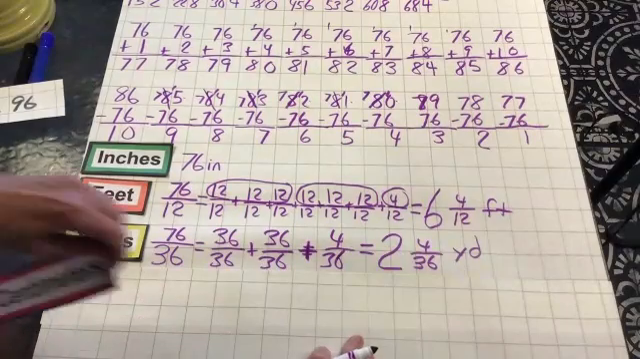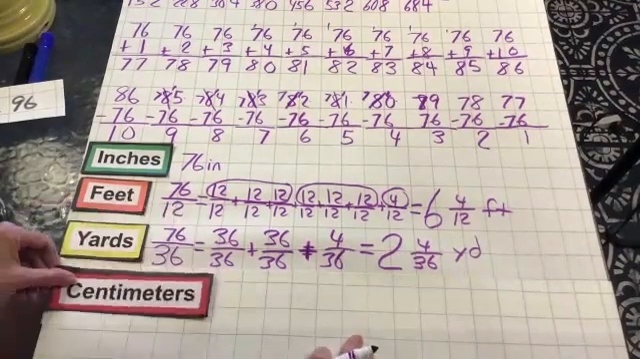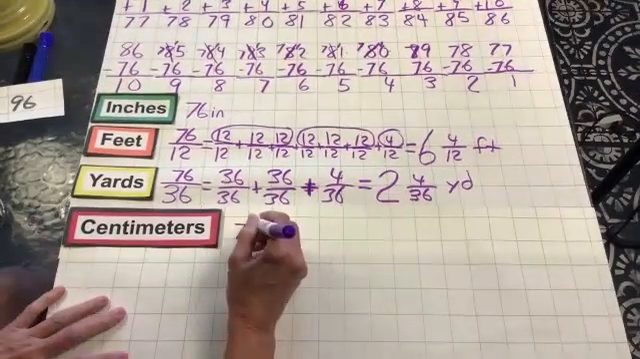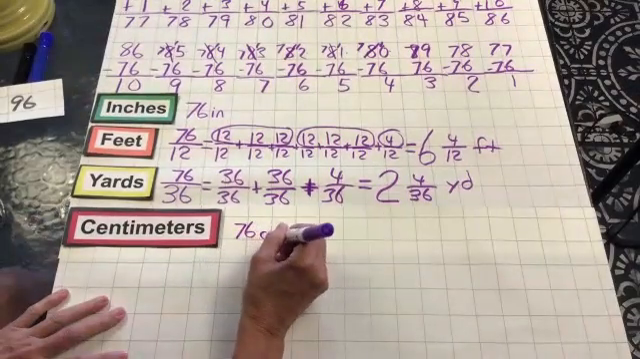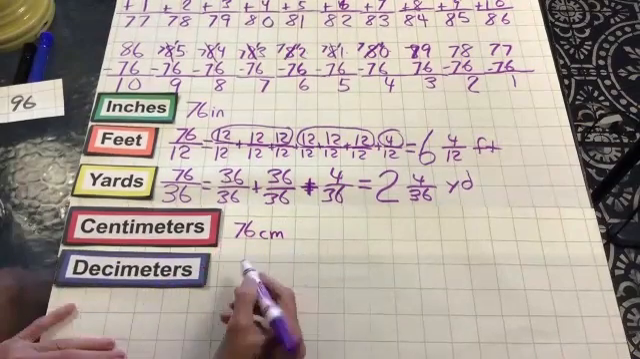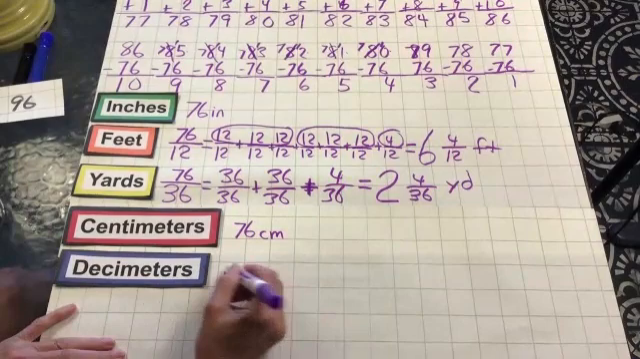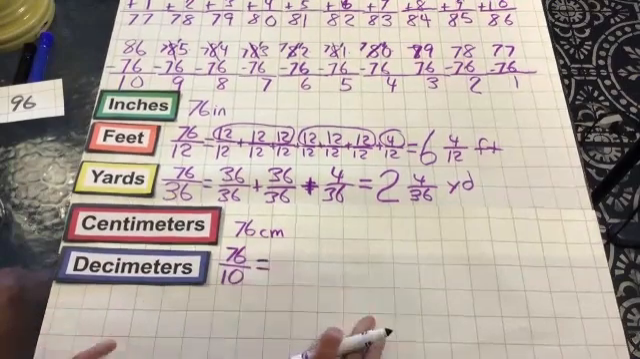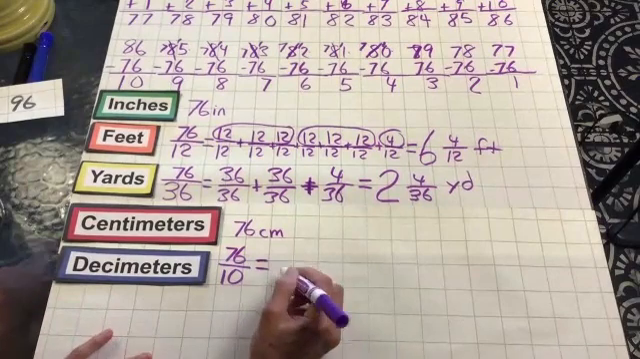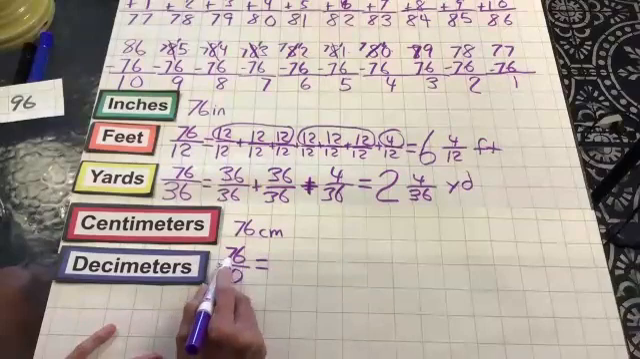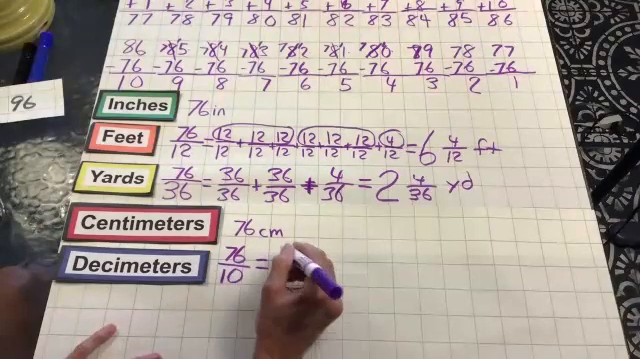Nice going. Let's go for our centimeters, our metric form. So if we're talking length, we have 76 centimeters, lowercase c, lowercase m. We're going to put those into decimeters. We know it takes 10 centimeters to make a decimeter. We have 76. So we're going to break that apart into sets of 10 or groups of 10. We know out of 76, we can get 7 tens out of that.